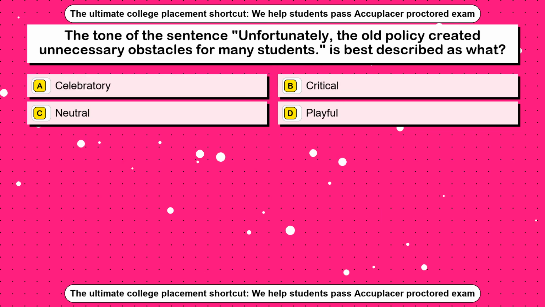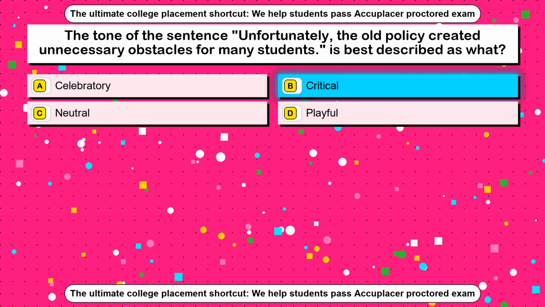Question 98. The tone of the sentence, unfortunately, the old policy created unnecessary obstacles for many students, is best described as what? Option A, celebratory. Option B, critical. Option C, neutral. Option D, playful. The correct answer is option B, critical.